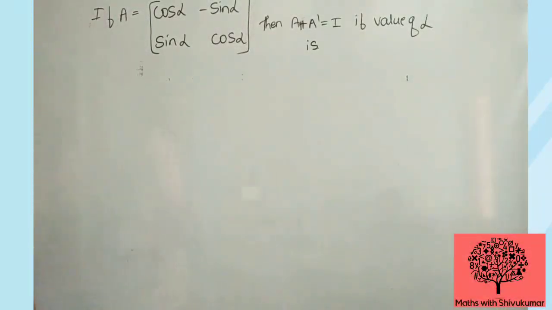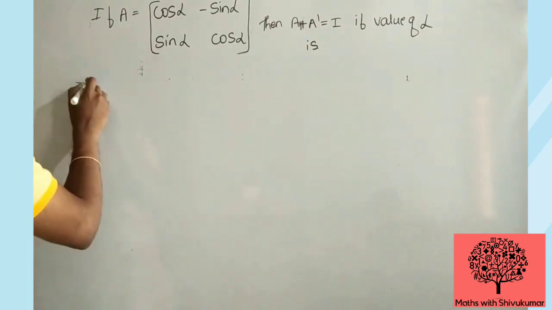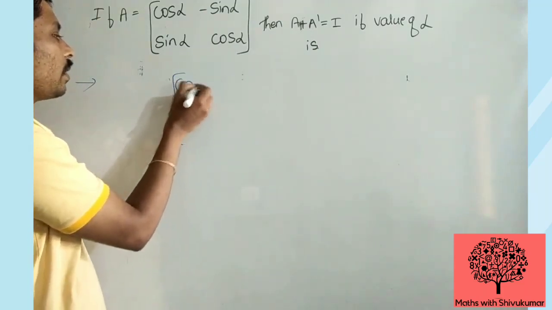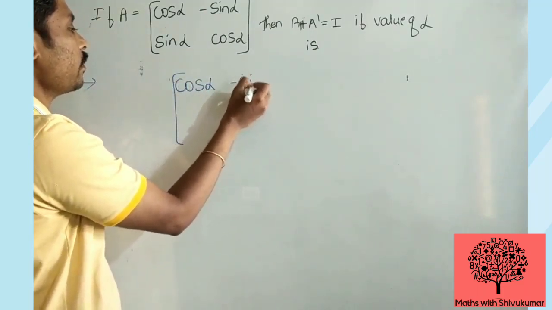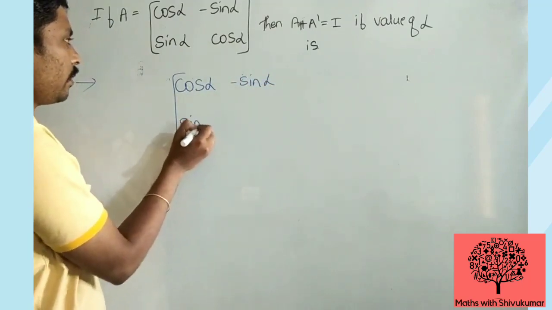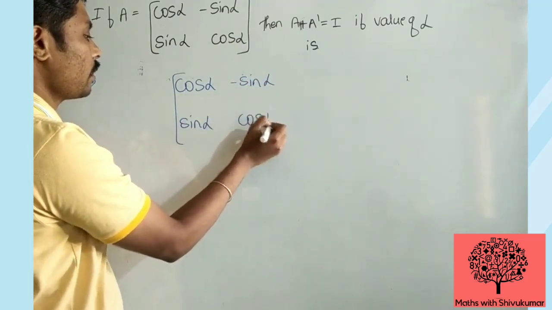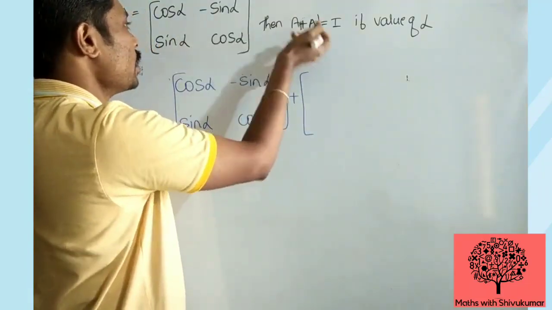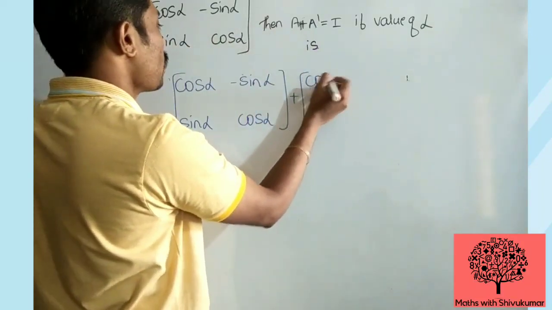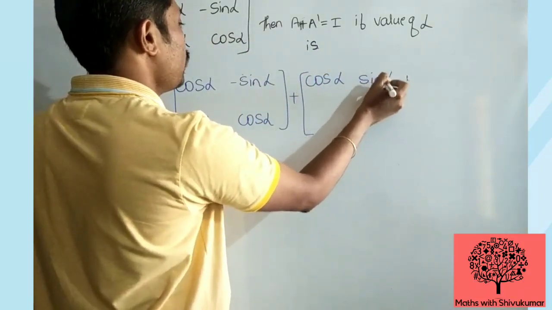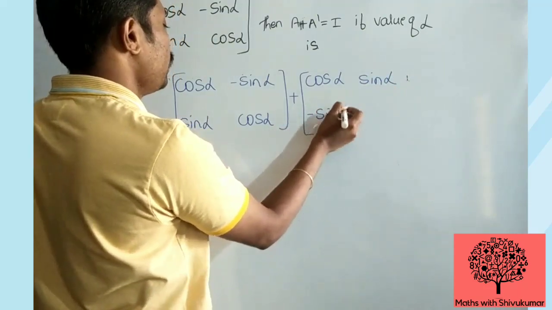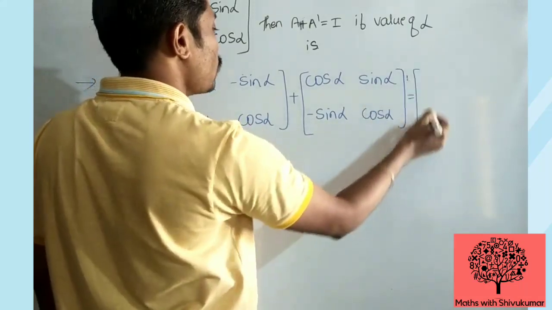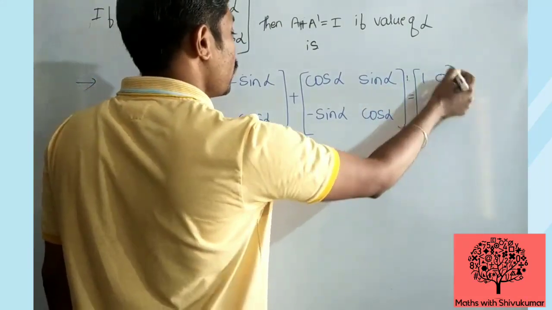So look here. According to the given condition, A plus A transpose is I. So A, we know, is cos alpha, minus sin alpha, sin alpha, cos alpha, plus what is A transpose? A transpose means change row into column, column into row. That is cos alpha, sin alpha, minus sin alpha, cos alpha, equals I. What does that mean, students? The 2 cross 2 identity matrix, we know, 1 0 0 1.